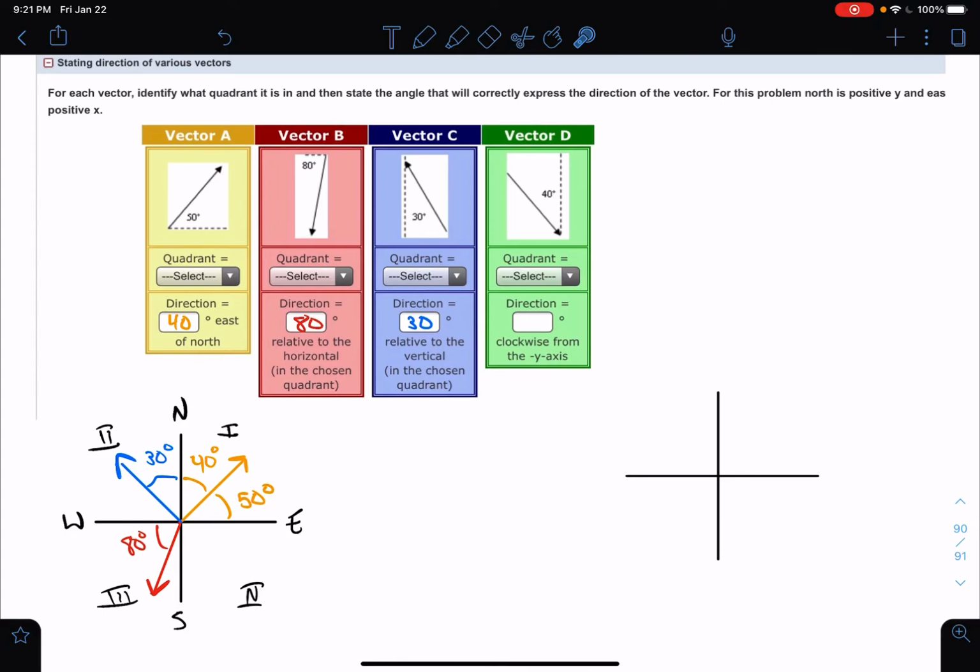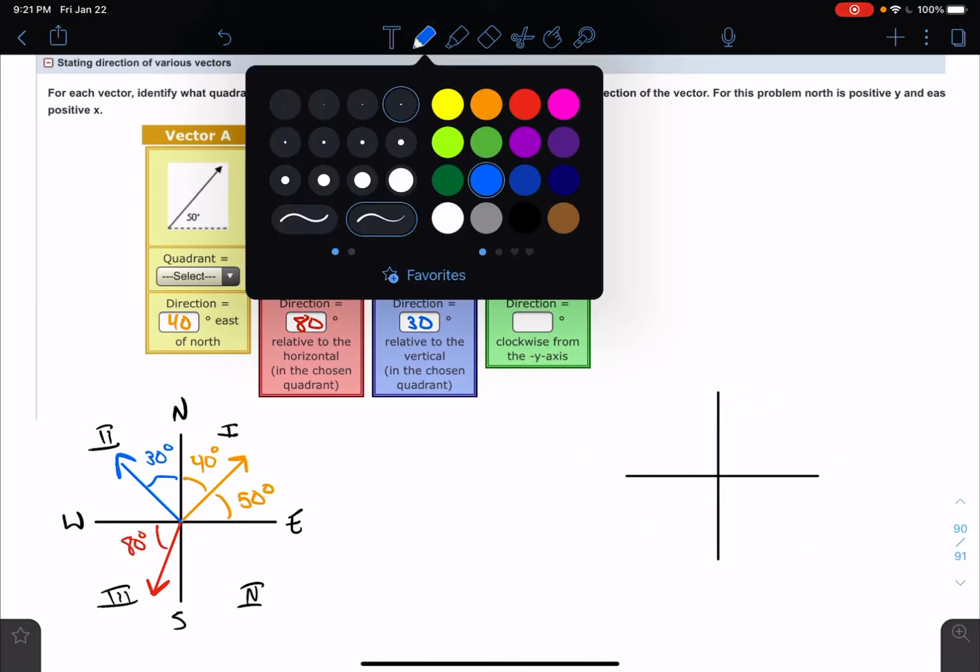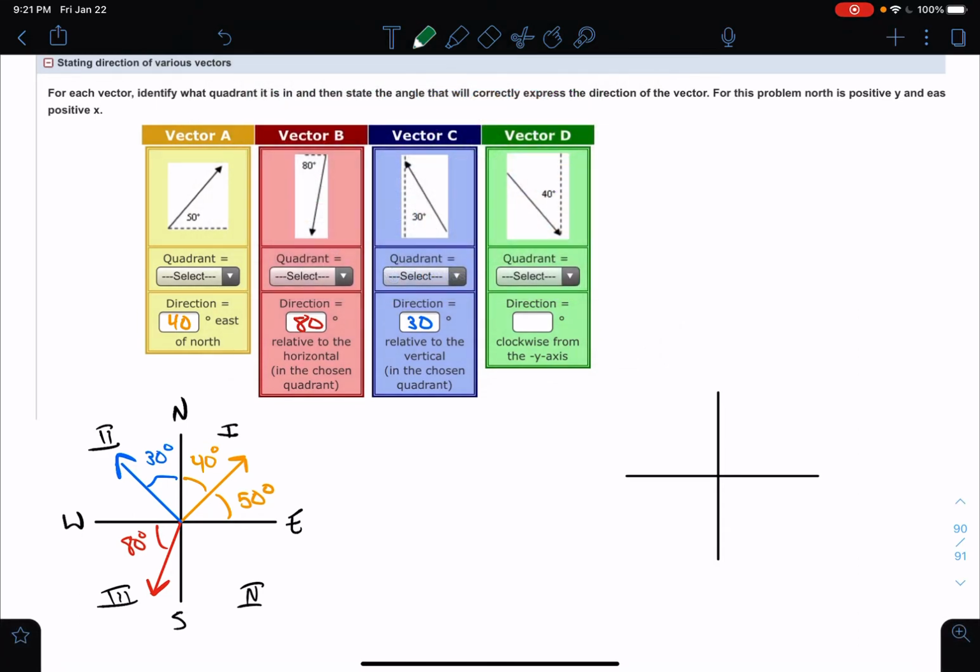Okay, so the last one is vector D. So I'm going to draw that separately, in this other grid that I have, this other coordinate system. I want, let's see, it's down and to the right. So I start from the origin, draw down and to the right. There we go. All right. And the angle I'm given is between the vector and the vertical. And I'm told that's 40 degrees, so I know that the angle between the vector and the vertical is 40 degrees.